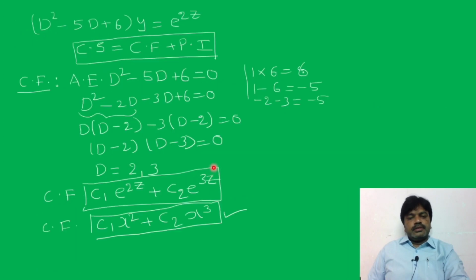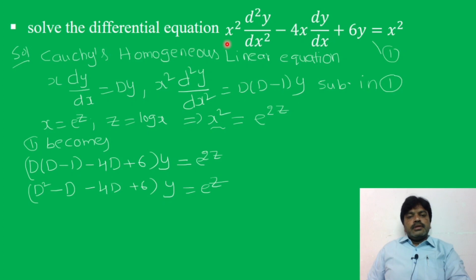Once again, here we observe the problem: x square d square y by dx square minus 4x dy by dx plus 6y is equal to x square. This is Cauchy's homogeneous linear equation. We know x dy by dx is D y, and x square d square y by dx square is D into D minus 1 into y. If there is x cube d cube y by dx cube, then we write D into D minus 1 into D minus 2 into y. We get this by putting x is equal to e power z, or z is equal to log x.